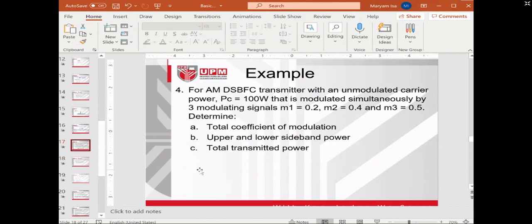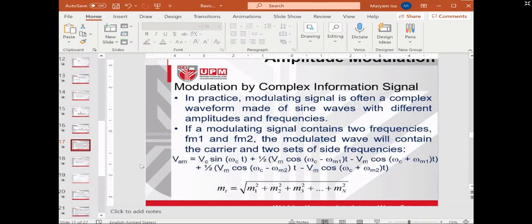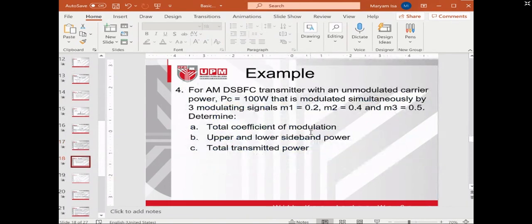Okay, got the formula ready? Another thing is, we always use modulation index. So coefficient of modulation is also modulation index. Maybe some books will use coefficient of modulation. So basically, they want to know the modulation index. Okay, so the question is, again, you have double sideband full carrier. Later, next week, we'll cover this topic.